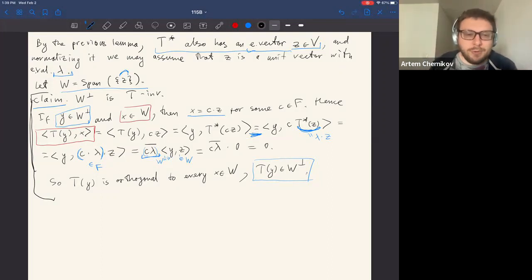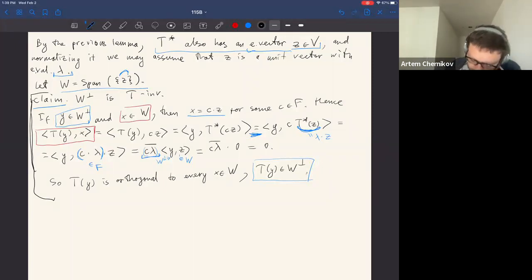Okay, so let's continue the proof. Remember, our task is to determine the matrix representing T and find the corresponding orthonormal basis beta, so that this matrix is upper triangular. So let's analyze further. Keep this claim in mind. We're going to use it soon.